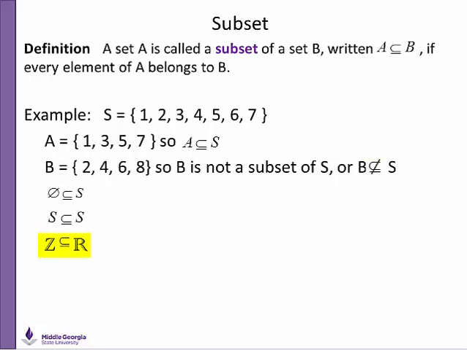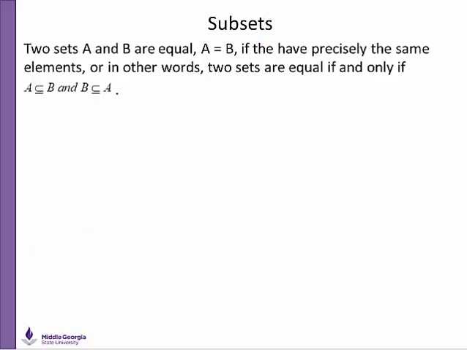The set of integers Z is a subset of the real numbers because every integer is a real number. Two sets A and B are equal, that is, A equals B, if they have precisely the same elements. Or in other words, using the definition of subsets, two sets are equal if and only if A is a subset of B and B is also a subset of A.